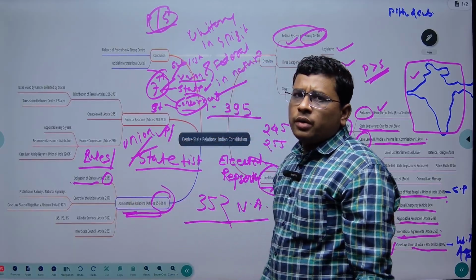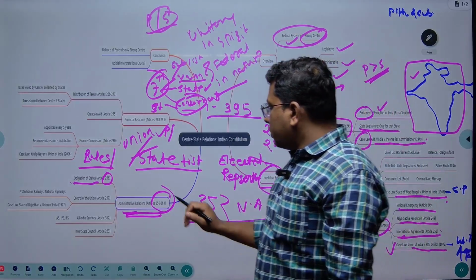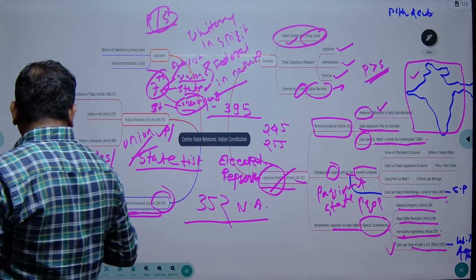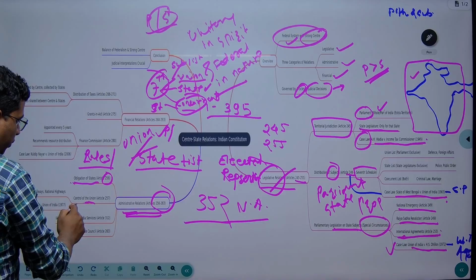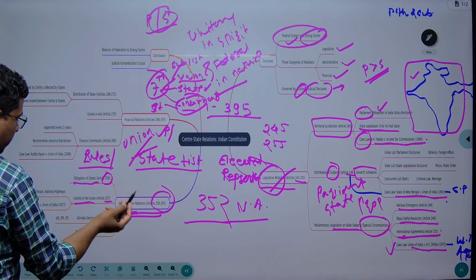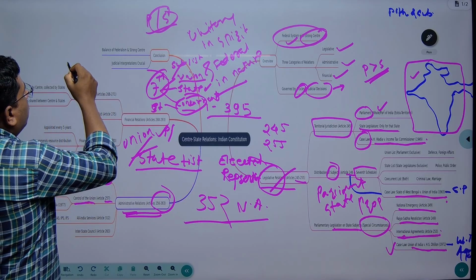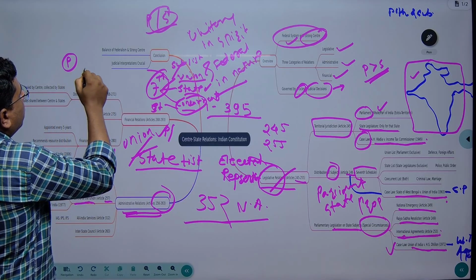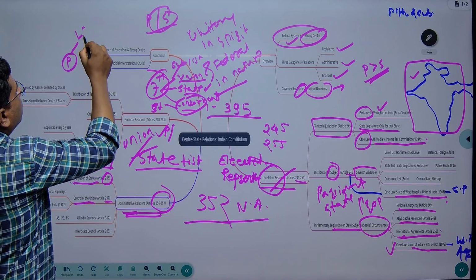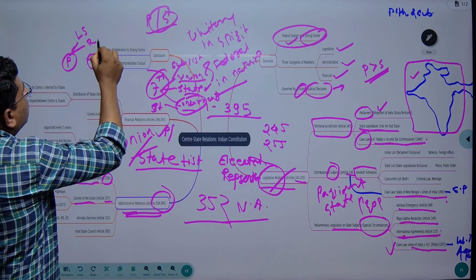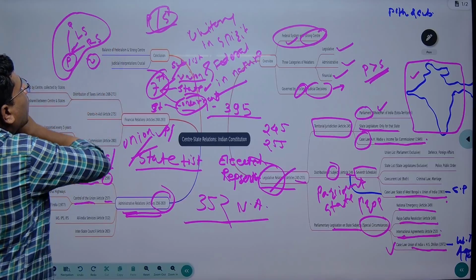So states make laws in accordance with the union. Then control of the union, Article 257. Here, union means something different from Parliament. In Parliament, there are Lok Sabha, Rajya Sabha, and the President; this is only Parliament.